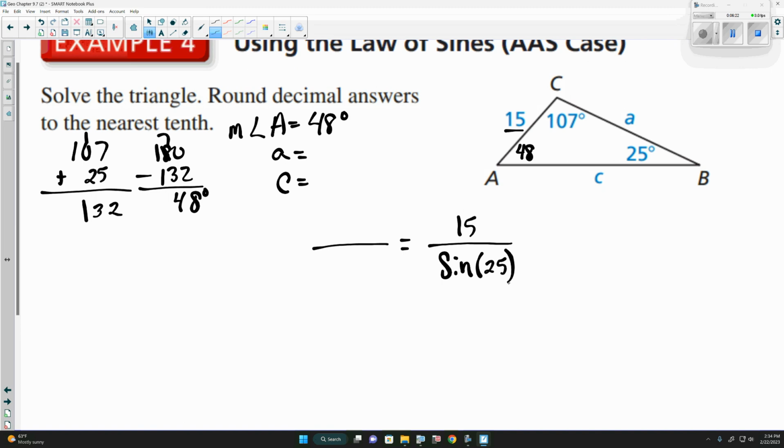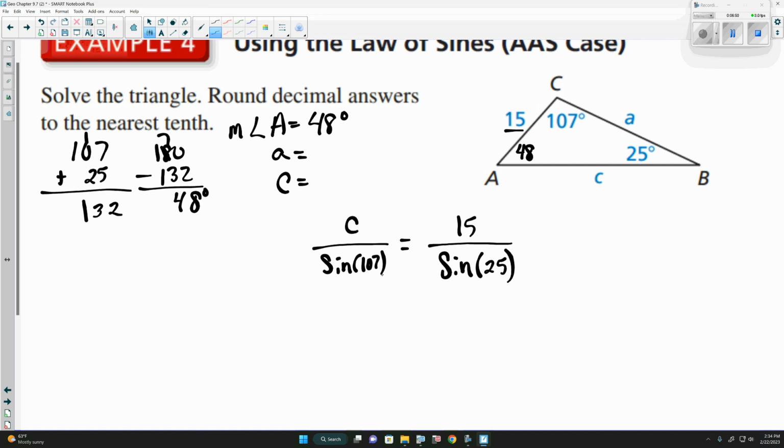We do need that. Now we need to determine if we're going to solve for side A or side C first. We're going to have to solve for both. Which one do we want to do first? C. C is going to go on top because, again, it's C over sine of C. So on the bottom, we'd have sine of angle C, which is 107. Any questions on this so far?